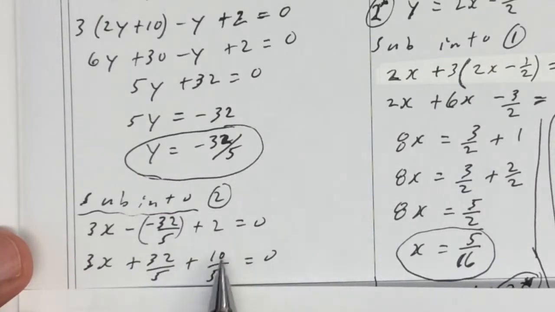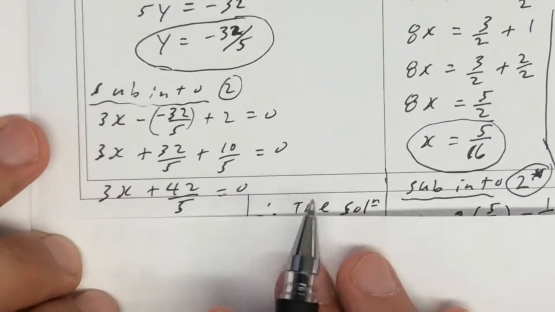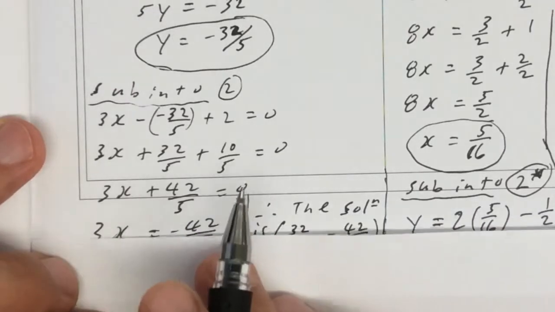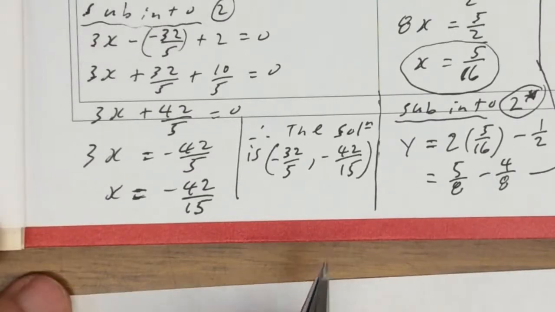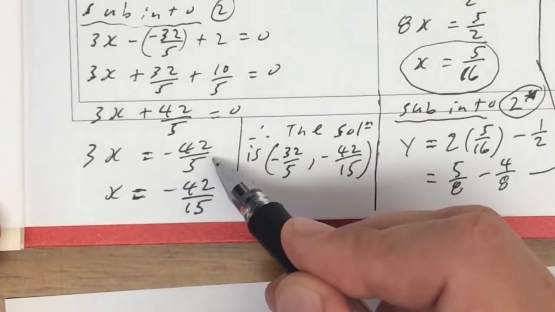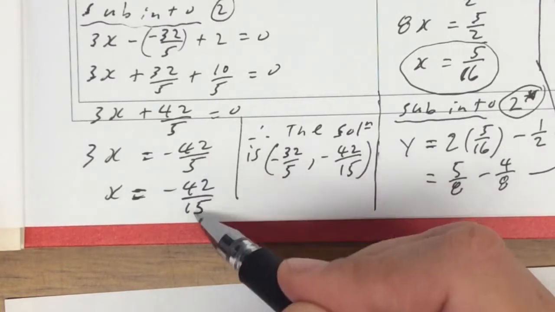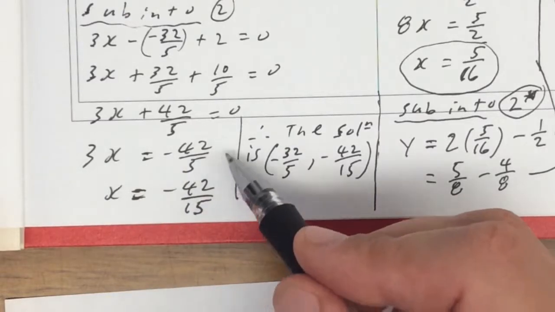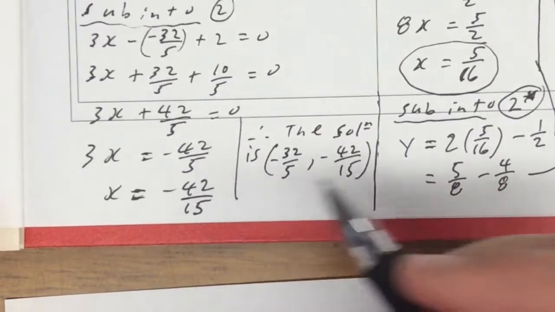Change the 2 into 10 over 5. Now we have a common denominator. Okay? And now we have 3x plus 42 over 5 equals 0. Bring that to the other side. Now divide both sides by 3. When you divide by 3, it's like multiplying by 1/3, which makes this 5 turn into a 15. So dividing both sides by 3 means multiplying this side by 1/3, right? Dividing fractions, invert and multiply the second.